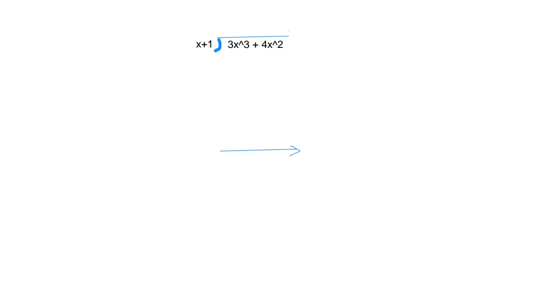Now we want to match up with 3x cubed. So what do we need for the quotient? We need a 3x squared, right? Because 3x squared times x give us a 3x cubed.